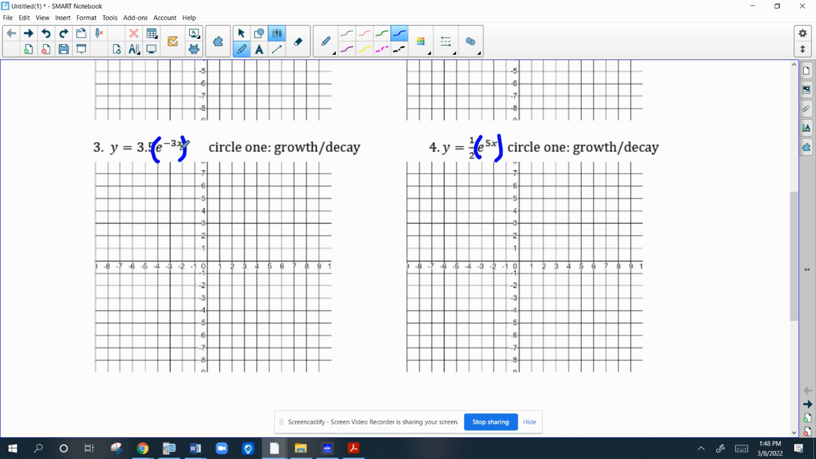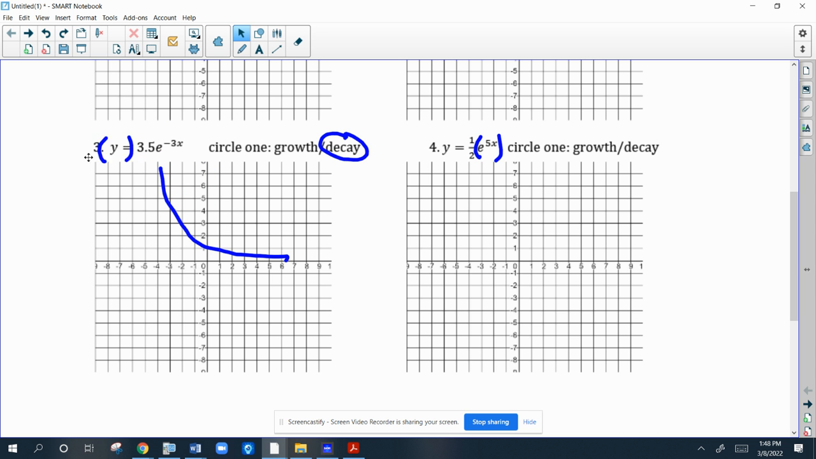So e to the negative 3x, for a base of e, if you have a negative exponent like that, it's decay. So it's your normal exponential function that comes down like so. The difference is this does not go through 1. It should go through 3.5 because you're multiplying 3.5 times this whole thing. So where it normally was at 1, it's now at 1 times 3.5. So the final answer graph would look like this. It goes through 3.5, which is right here.